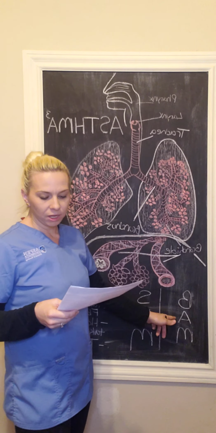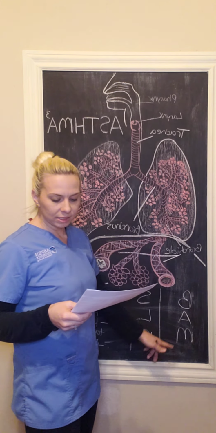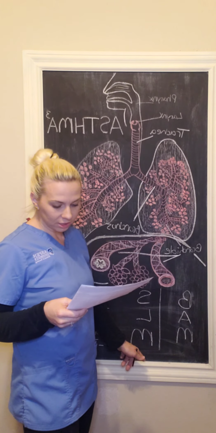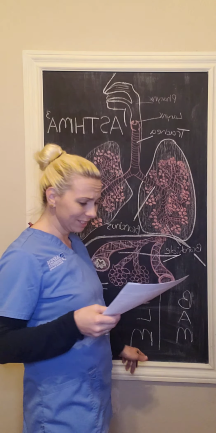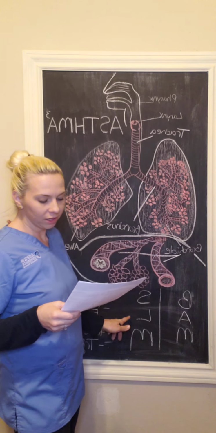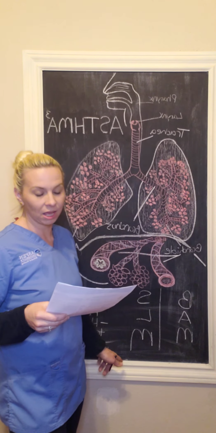Your A is going to be your anticholinergics. Your M is your methylxanthines. Sorry, I'm really bad with the words. Your L is your leukotriene inhibitors, and then your M is your mast cell stabilizers.